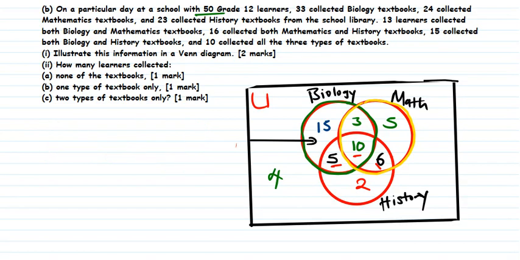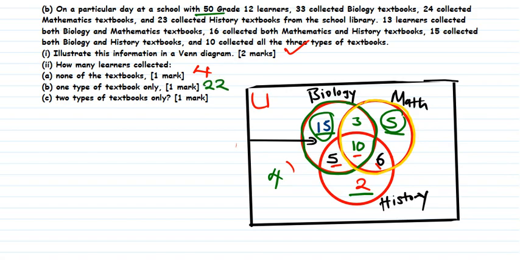So we've handled the first mark. Now we can handle these other marks. So how many learners collected none of the textbooks? What do you think is the answer? 4. One type of textbook only. So these ones that are not part of the intersections, the 15, the 5, and the 2 represent one textbook only. So 15 plus 5, 20 plus 2, 22.